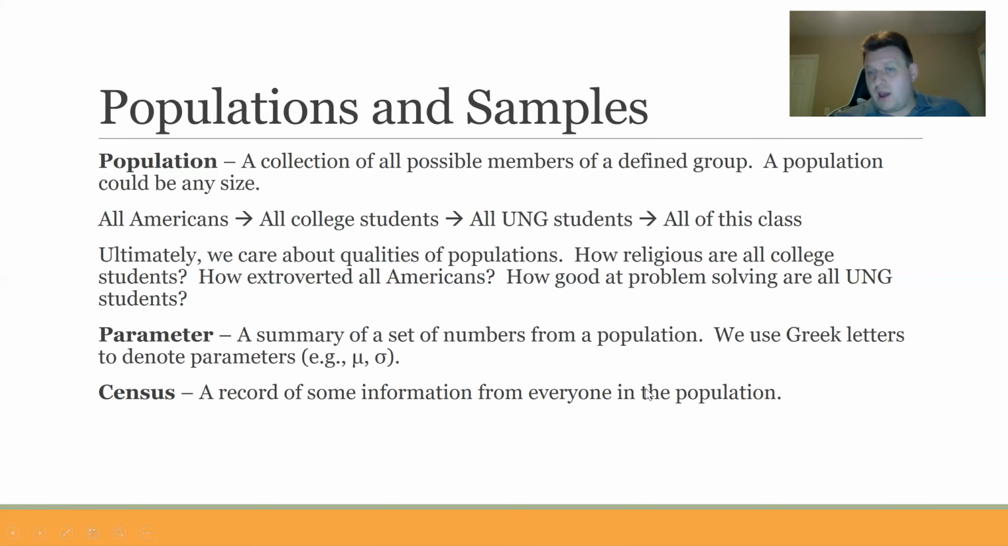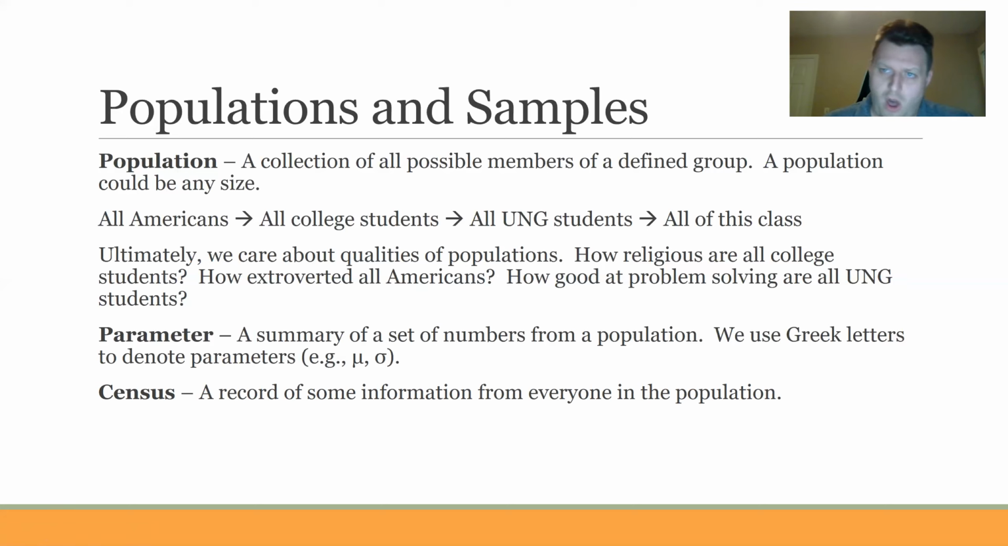How do we go about collecting a parameter or finding out a parameter? Well, we have to do what's called a census. A census is a record of everybody in the population. We go out and we gather information about every single person in that population. This is easy to do for something like my class, or our class, I'm sorry. It's only 24 of you.